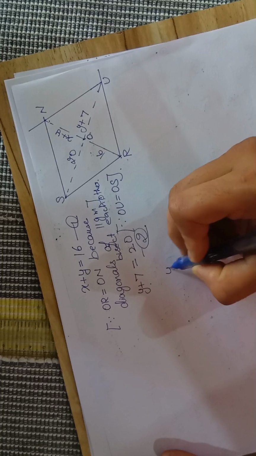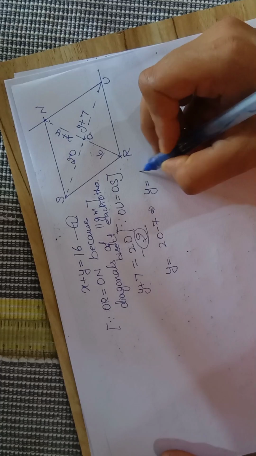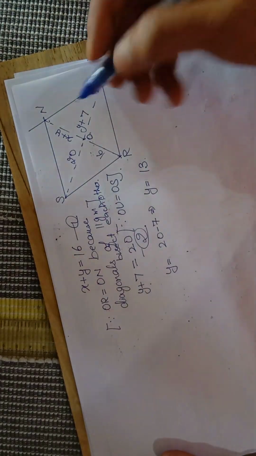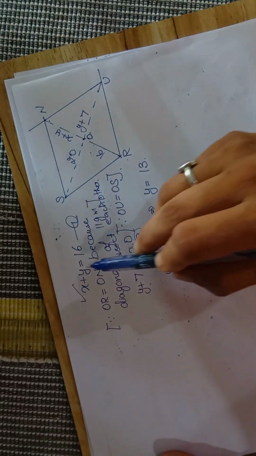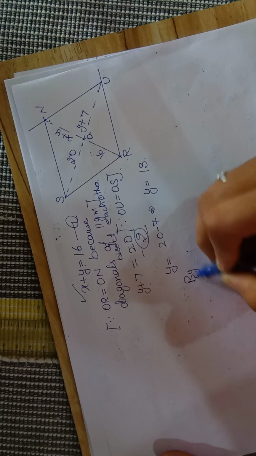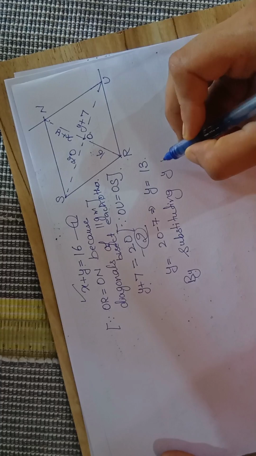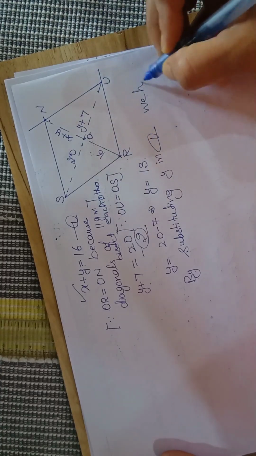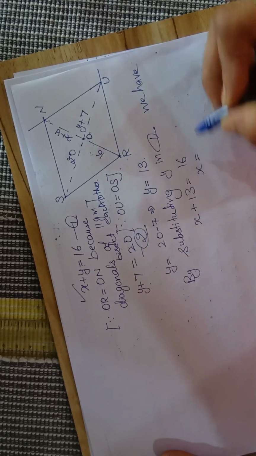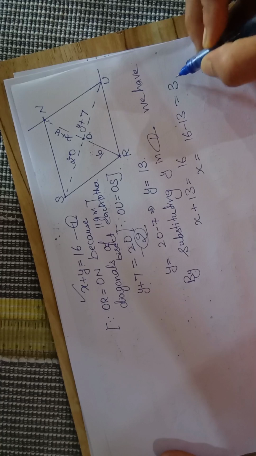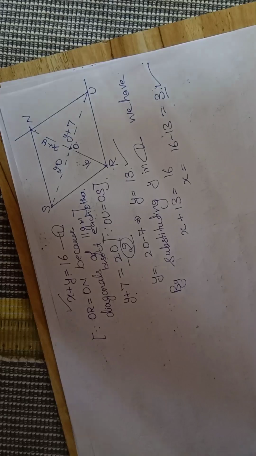So can I find y from here? y is equal to 20 minus 7. So I have y is equal to 13. So y is 13. So how can I find x? Substitute the value of y in equation 1. We have x plus 13 is equal to 16, and 16 minus 13 gives 3. So in this way I find my two values, x is equal to 3 and y is equal to 13.